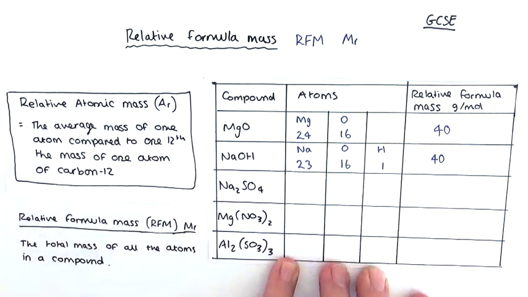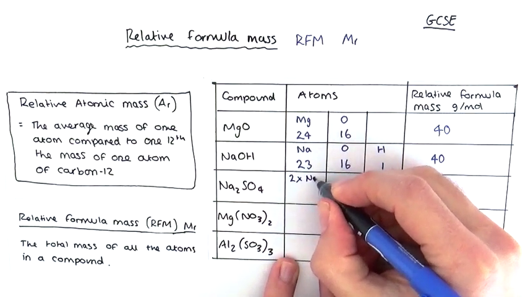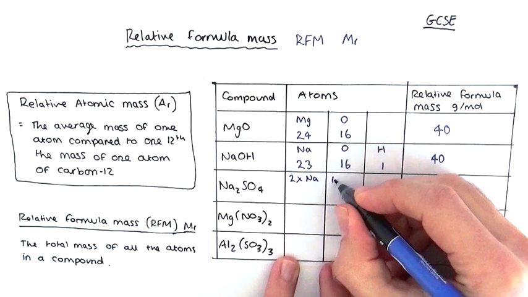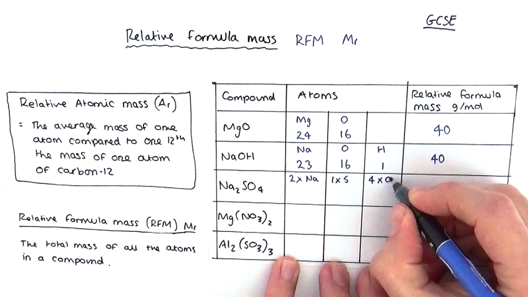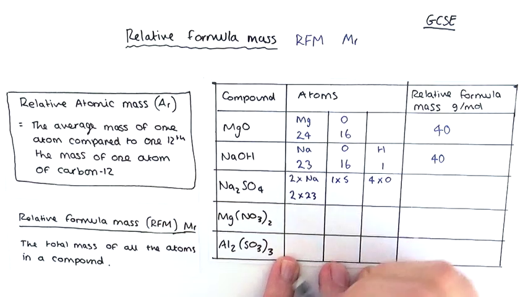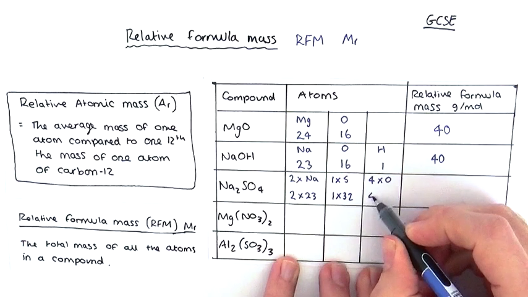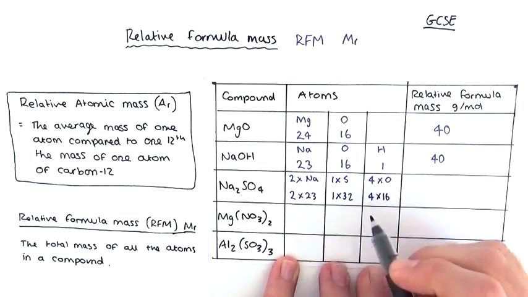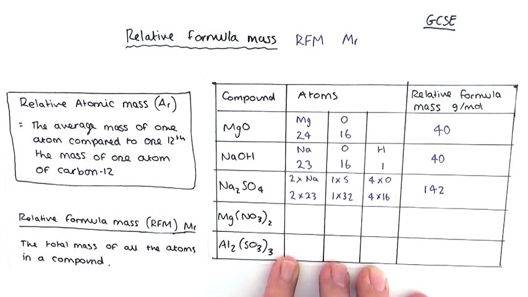If we have a look at this one here, sodium sulfate, we can see that this time we've got 2 sodium atoms, we've got 1 sulfur atom, and we've got 4 oxygen atoms in this. So for our sodiums, it's 2 times 23. For our sulfurs, it's 1 times 32. And then for our oxygens, it's 4 times 16. If you do the calculation and you add them all up, you'll come to a total mass of 142 grams per mole. You can use your calculator to do this.